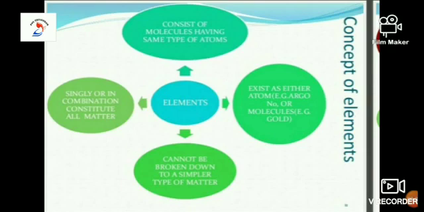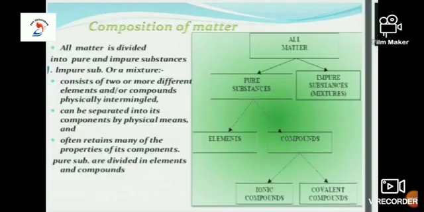The classification of elements was given by the scientist Lavoisier. He classified the elements into metals, non-metals and metalloids, which I'll be discussing in the upcoming slides and also in future classes. Can you see this flow chart? Matter is made up of two types of substance: pure substance and impure substance. A pure substance is made up of only one type of atom: elements and compounds. Compounds are divided into two types: ionic compound and covalent compound. I will be explaining each of these terms in the upcoming sessions.